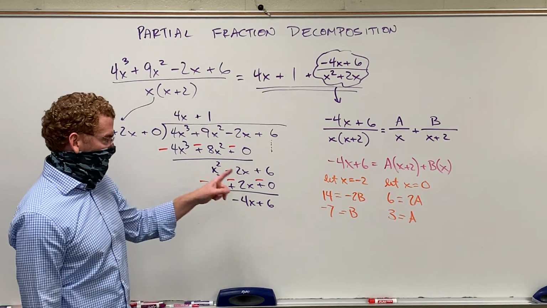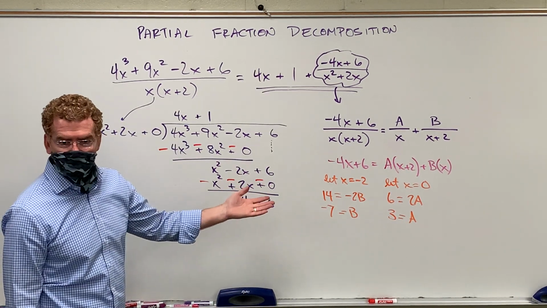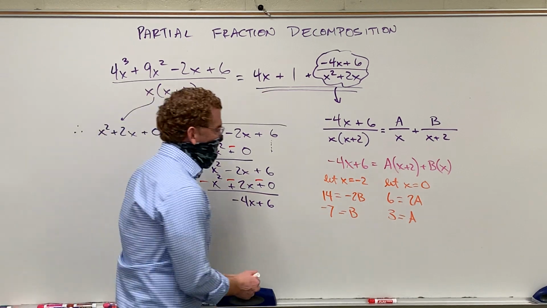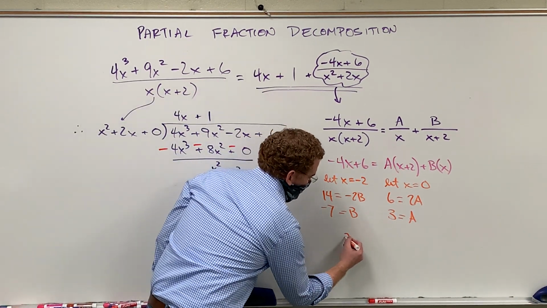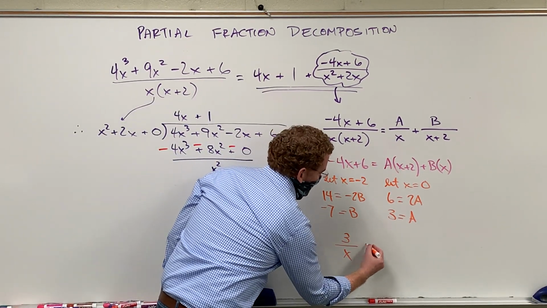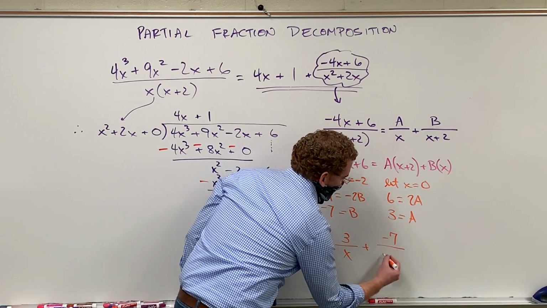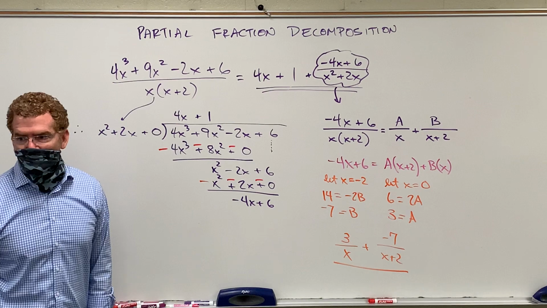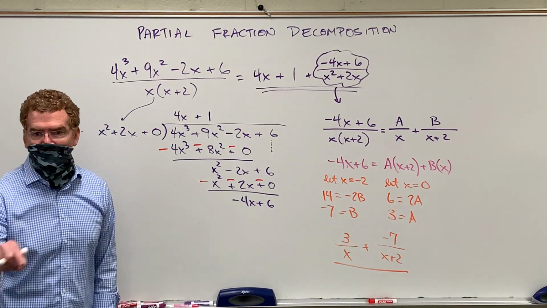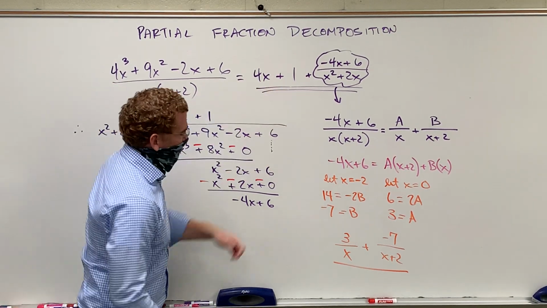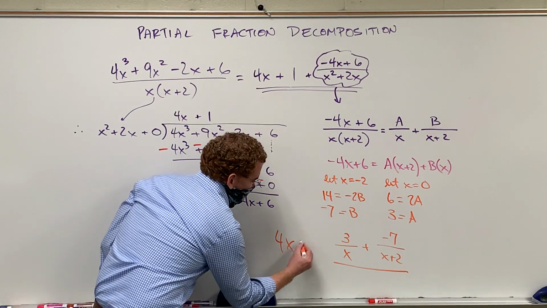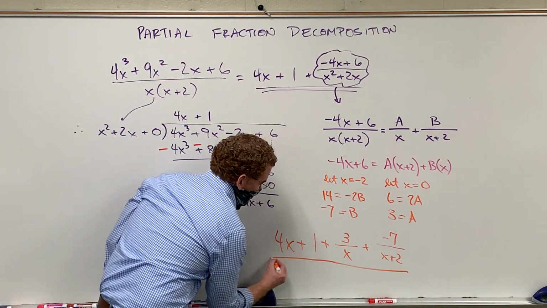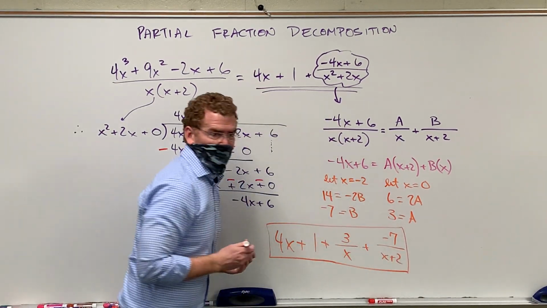And at this point, am I finished? Would I be finished if I said this? 3 over x plus -7 over x plus 2. Is that my partial fraction decomposition? No, because what did I still forget? The 4x plus 1. So my complete partial fraction decomposition would be this.